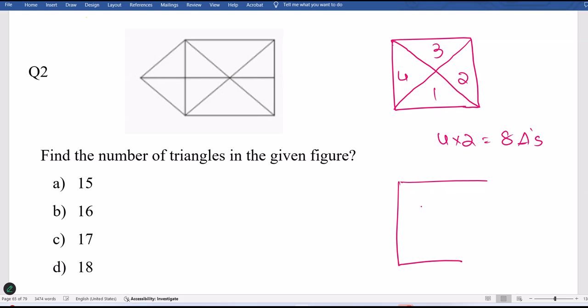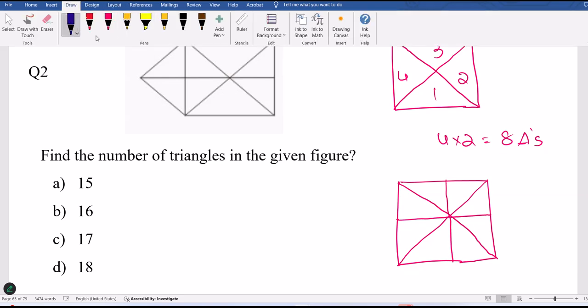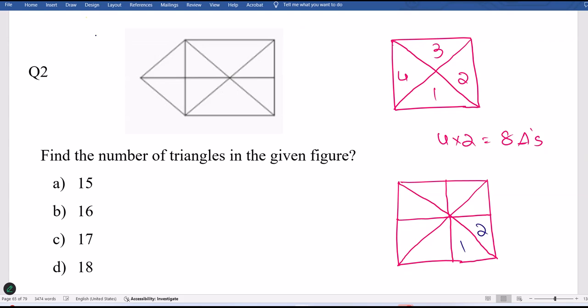Next one, this is 1, 2, 3, 4, right? Manual counting and shortcuts are both required together. See here 1, 2, 3, 4, 5, 6, 7, 8. Total 8. I can say 8 into 2, 16 triangles are possible here.